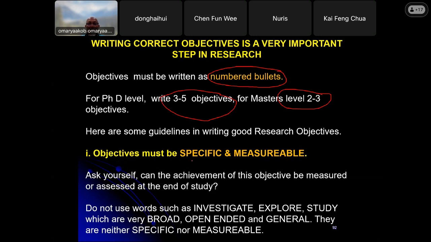Number 1, it must be specific, measurable, the SMART thing. Ask yourself, can the achievement of this objective be measured or assessed at the end of the study? So that's why we cannot use investigate, explore, study, which are very broad, open-ended and general. They are neither specific nor measurable. You cannot measure properly the achievement.